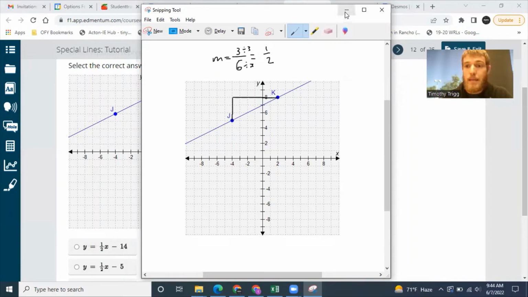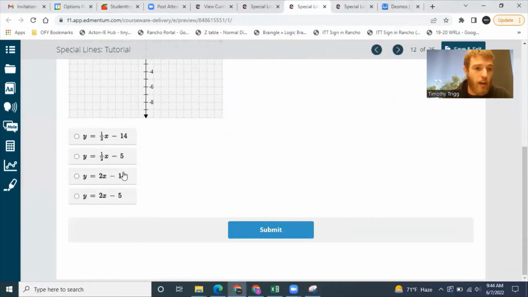Any parallel line must also have that same slope. So all parallel lines will have a slope of 1/2. Let's take a look at our answer choices. You can see the first two answer choices are basically our only two options, because these are the two that would be parallel to our line JK, because both of these equations have the same slope, a slope of 1/2.